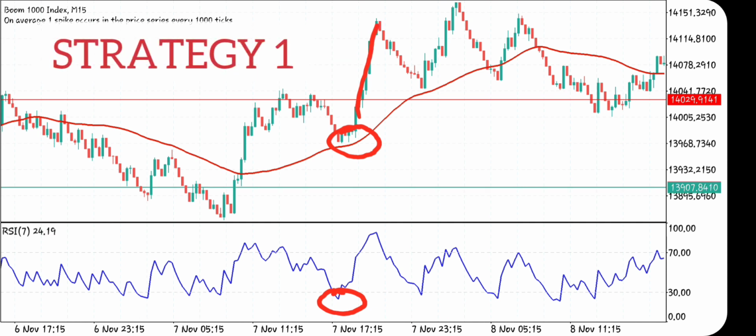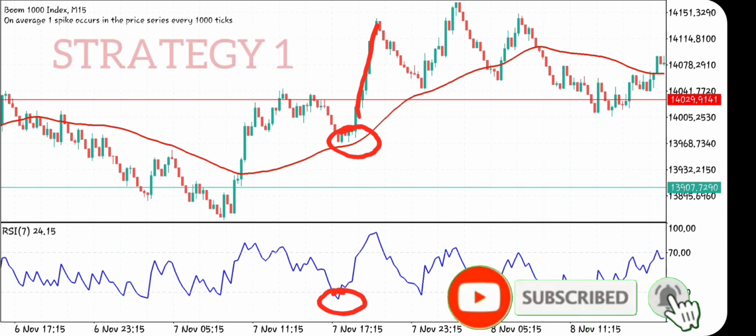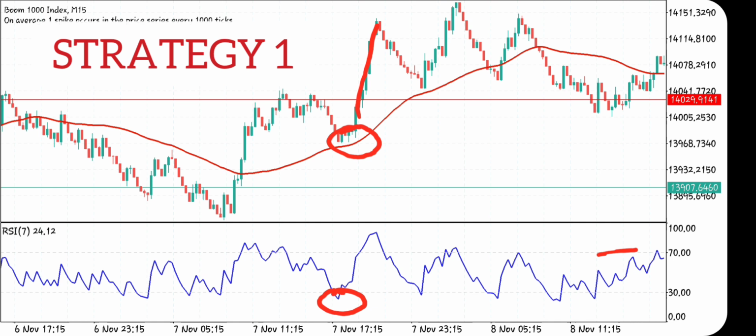So I will advise that when we join the market and our RSI is getting to the overbought region, that means it's going above the 70 level here.